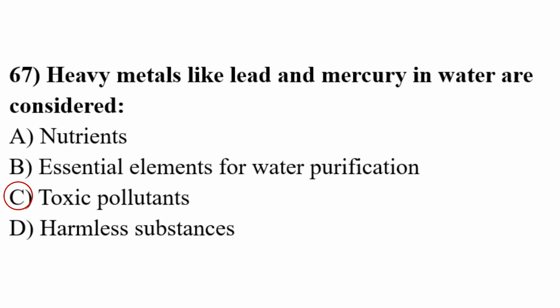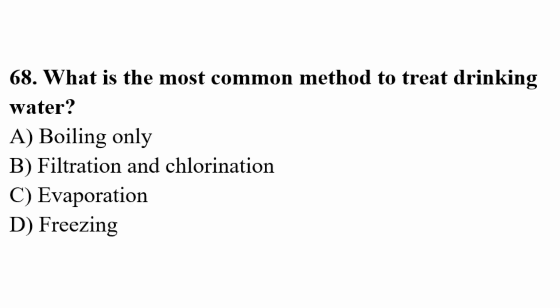Answer: C. Toxic pollutants. 68. What is the most common method to treat drinking water? A. Boiling only. B. Filtration and chlorination. C. Evaporation. D. Freezing.